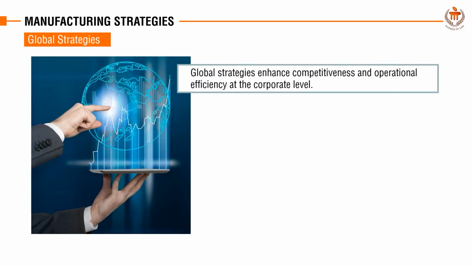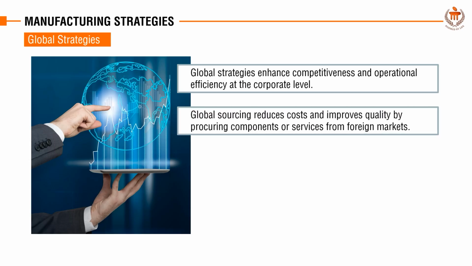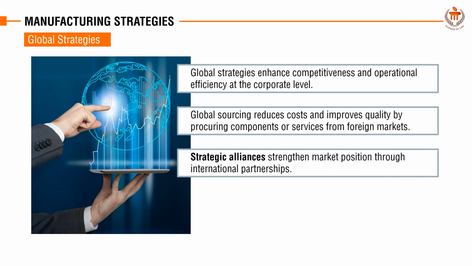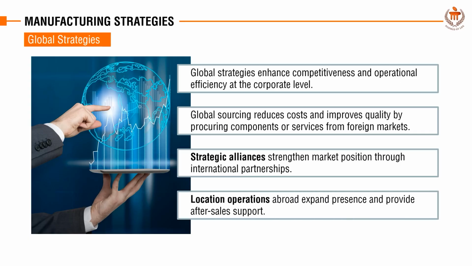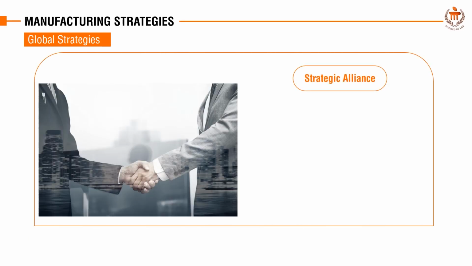Now, let's shift our focus to the global strategies that organizations pursue at the corporate level to enhance their competitive edge and operational efficiency. One key aspect of these global strategies is the sourcing of components, parts, or services from foreign markets, enabling companies to reduce cost and improve product quality while competing against traditional domestic competitors. Two effective global level strategies include forming strategic alliances and establishing location operations abroad with comprehensive after sales support. So we will now discuss both the global strategies in detail, starting with strategic alliances.